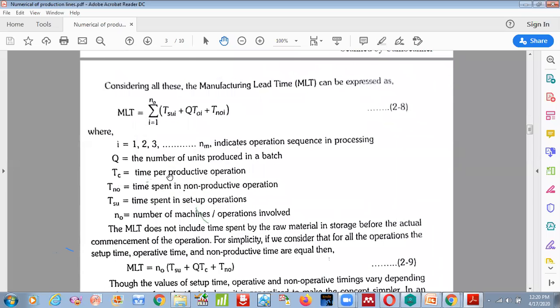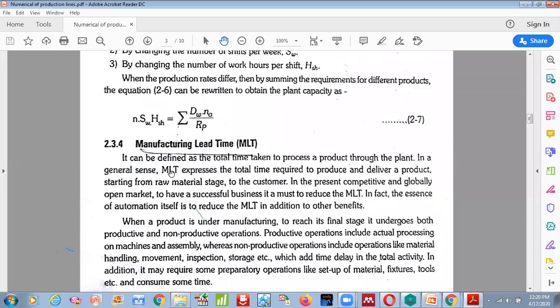Now the next one is manufacturing lead time, which I've already discussed here. Manufacturing lead time can also be defined as the overall time taken to process a raw material into a finished product. As an industrialist, as a manager, I always would like to have less MLT.